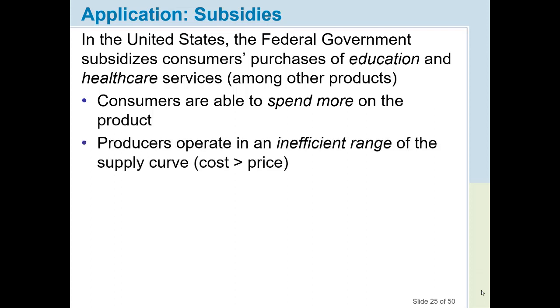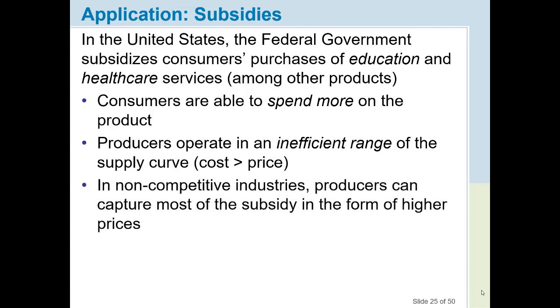Producers operate in an inefficient range of the supply curve. As I just mentioned, cost is above price in this range. And in industries where production is not competitive, producers often capture a lot of the subsidies for themselves in the form of higher prices. So I'll give you examples of that later on. We'll talk again about subsidies. But for now, we will wrap up and we will move on to some other applications of elasticity.